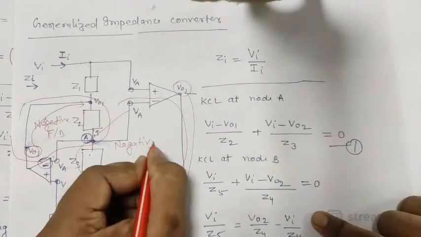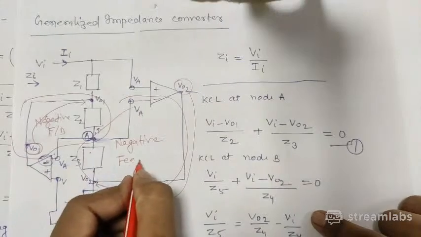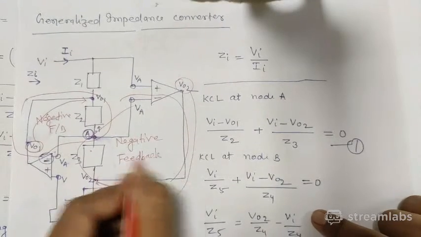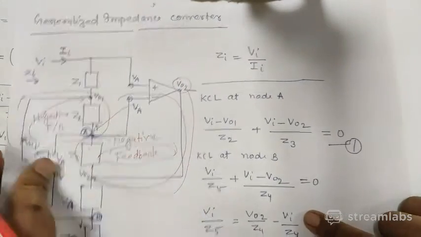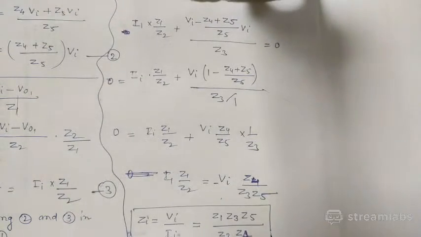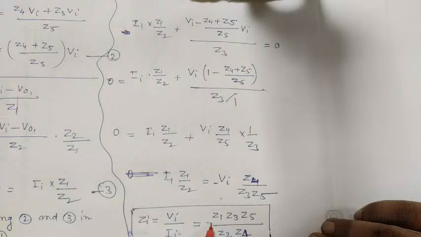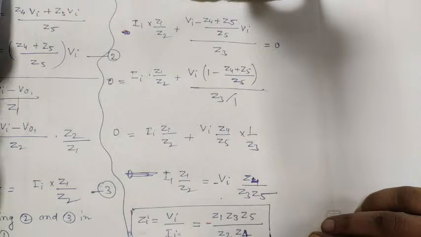This is a nice question: can we apply virtual ground or not? You can apply virtual ground because there is negative feedback in both of the op-amps. So therefore we can apply this. And you can see this is the equivalent resistance. So minus should also come, I think. Minus should also come.